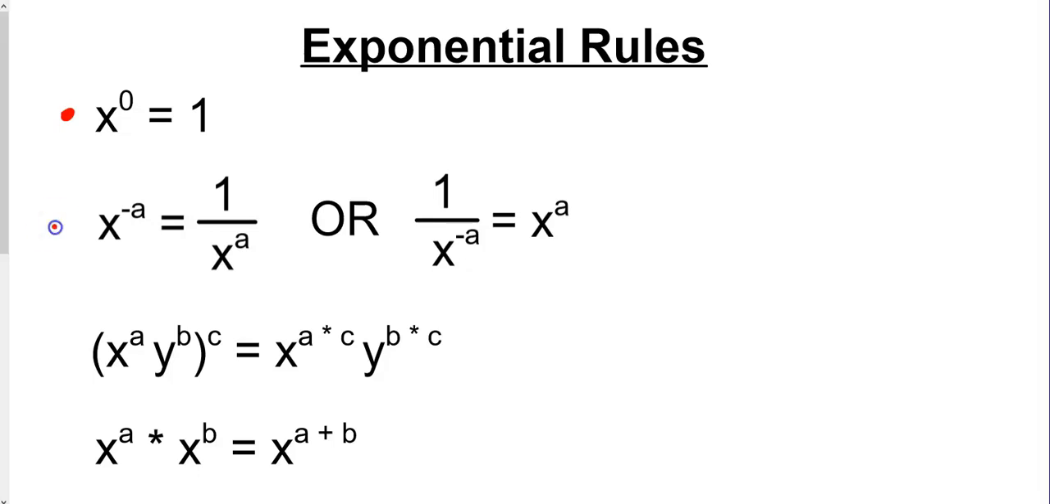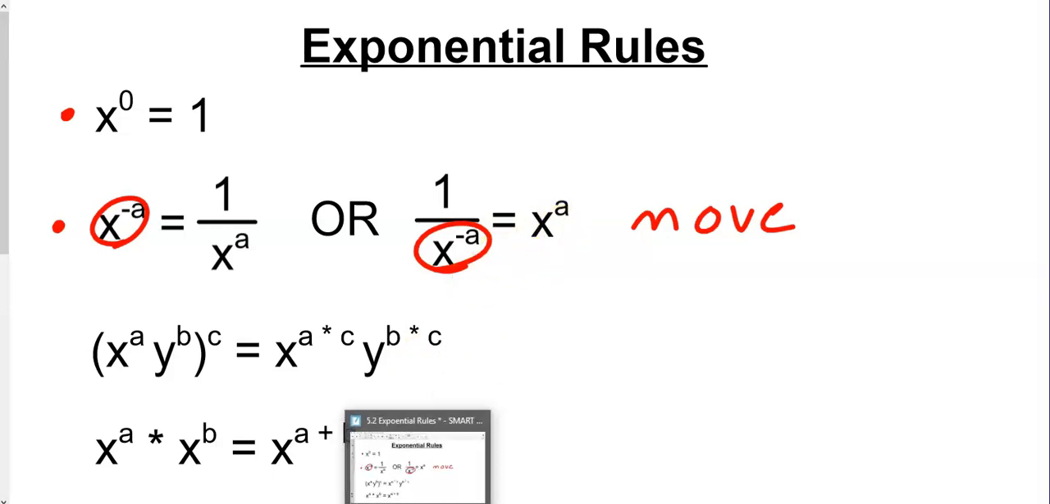The next rule that we talked about right here, we've already talked about this. This is the negative exponent rule. Remember, negative exponents, they move. So all that you're seeing there is if I have a negative exponent in the numerator, it moves to the denominator and is positive. If I had a negative exponent in the denominator, it moves to the numerator and becomes positive.